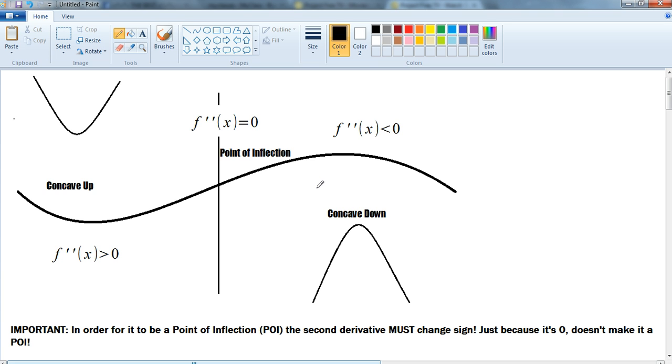So to be concave down means the second derivative is less than 0, or it looks like a parabola open downwards, wherever it's concave down.